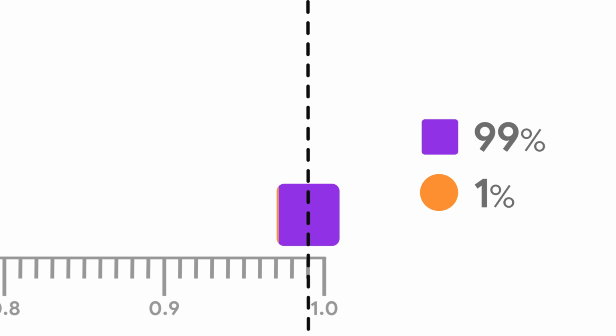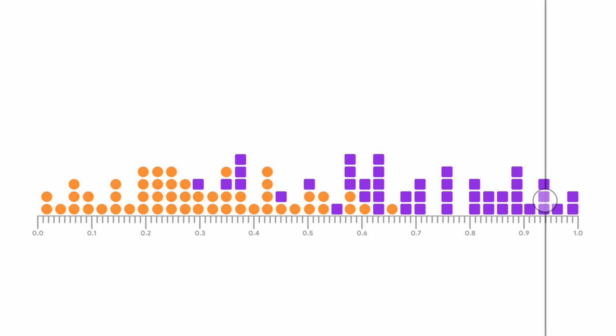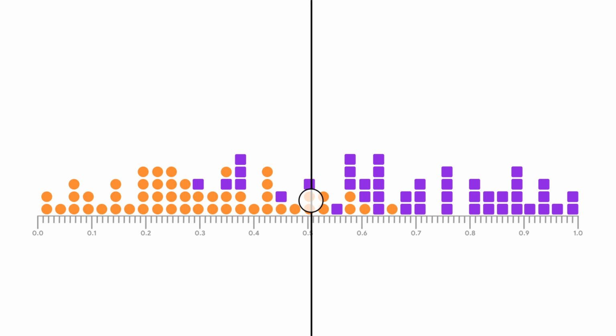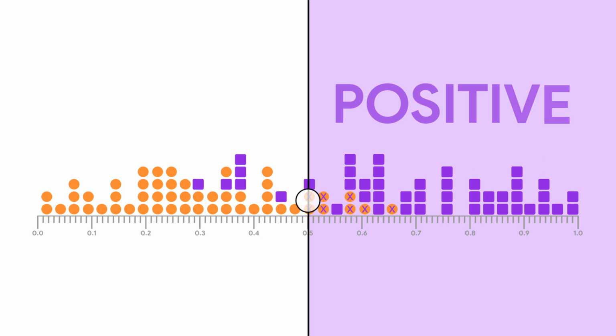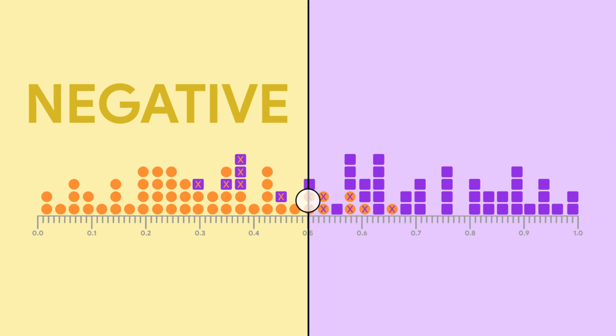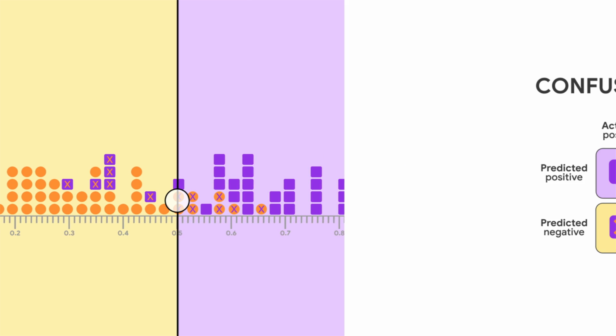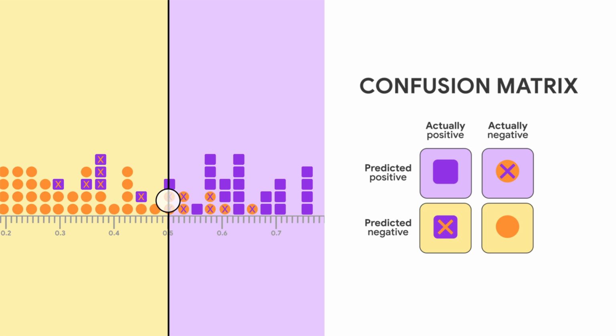in the negative class. By setting a classification threshold, we tell the model at what confidence level to divide predictions into the positive and negative classes. When the threshold is set at 0.5, all examples at 0.5 and above are classified as the positive class shown in purple, while all points below that threshold are classified as the negative class shown in yellow. Notice that several examples are wrongly classified. We can track the number of correctly and incorrectly classified examples in a confusion matrix.